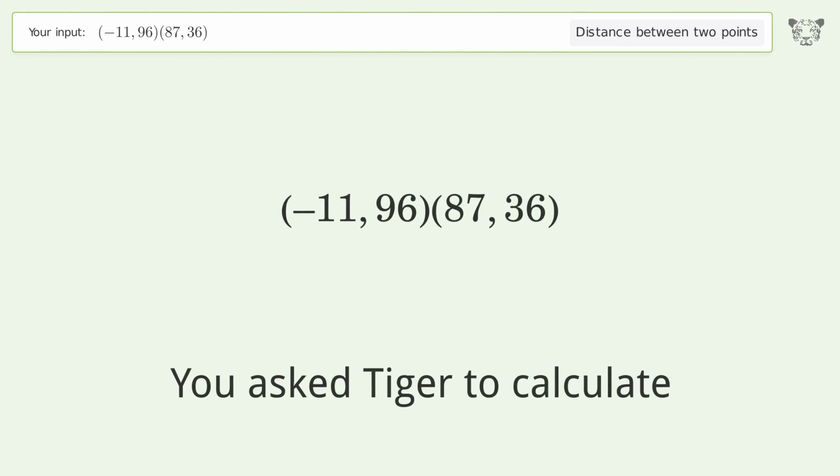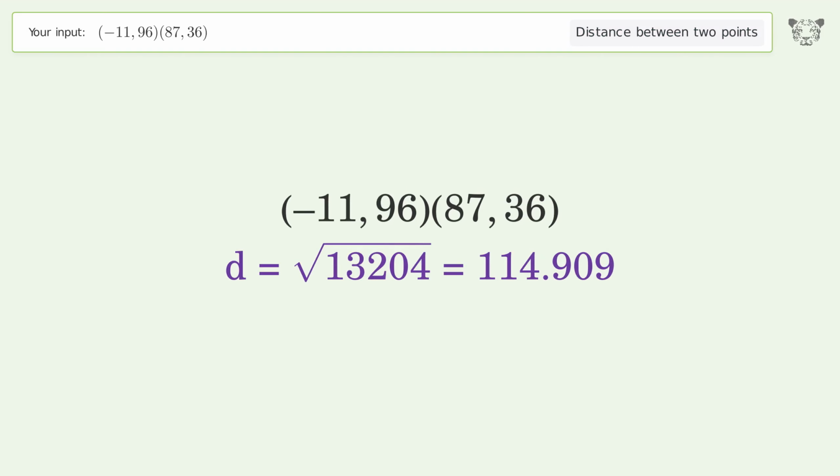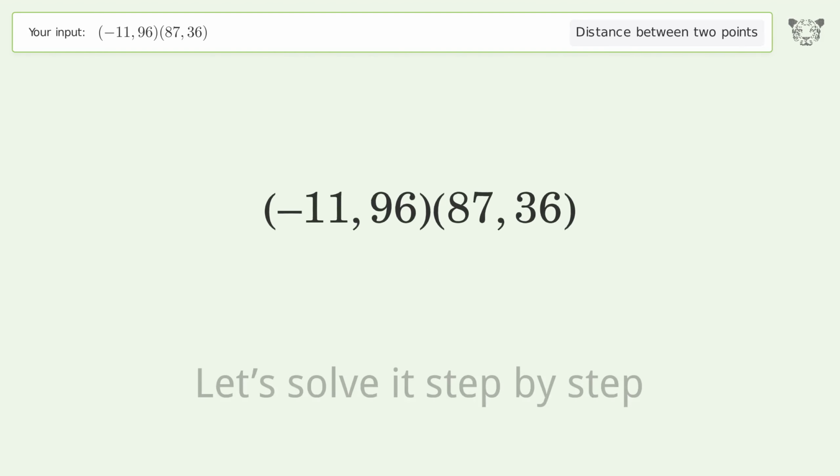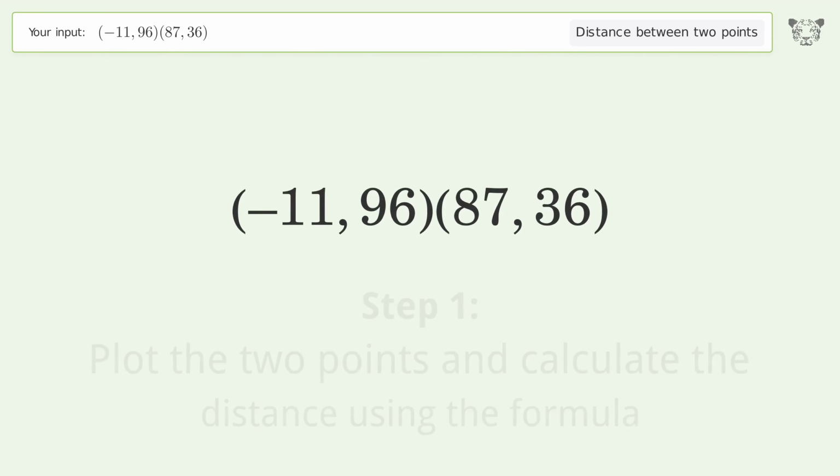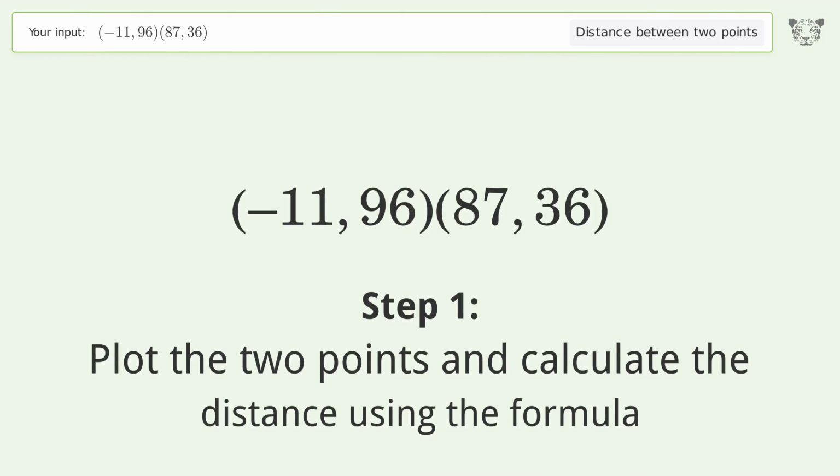You ask Tiger to calculate. This deals with the distance between 2 points. The distance between the 2 points is the square root of 13,204 or 114.909. Let's solve it step by step. Plot the 2 points and calculate the distance using the formula.